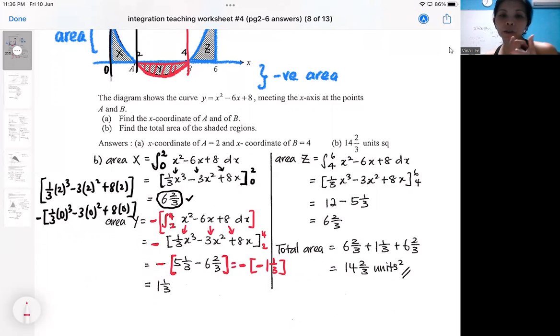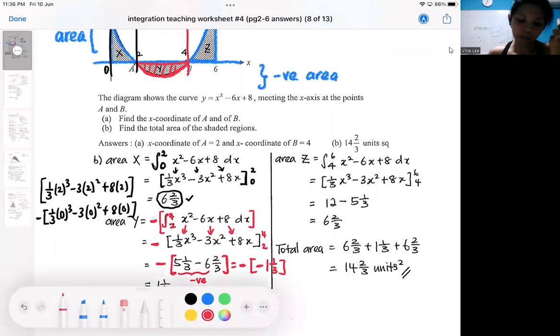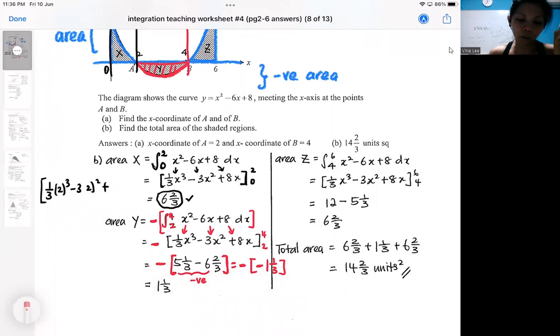If you just punch the top minus bottom, you get a negative value. Why is it a negative value? Because it's purely below the x-axis. That's why you negate it with an extra negative. You must do it with the expectation that you already know there is a negative area.